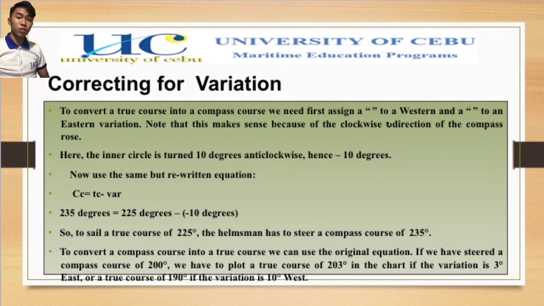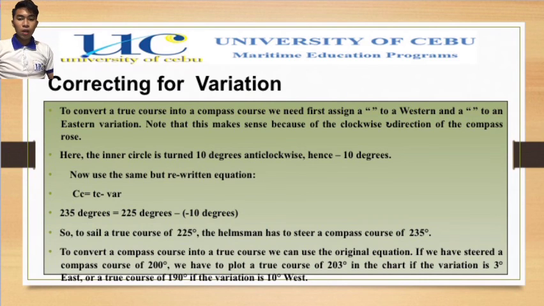So to convert a true course into a compass course, we first need to assign a negative sign to a western and a positive sign to an eastern variation. Note that this makes sense because of the clockwise direction of the compass rose. Here, the inner circle is turned 10 degrees anti-clockwise. Hence, it is negative, or minus 10 degrees. Now we use the same but rewritten equation: CC is equal to TC minus VAR, or compass course is equal to true course minus VAR.